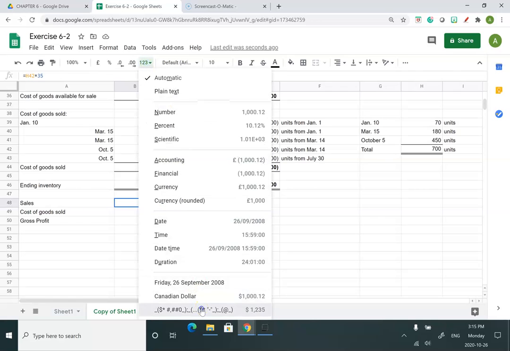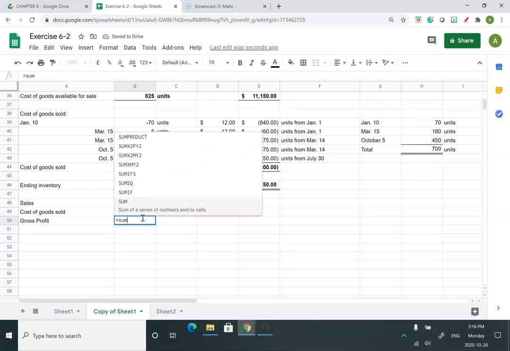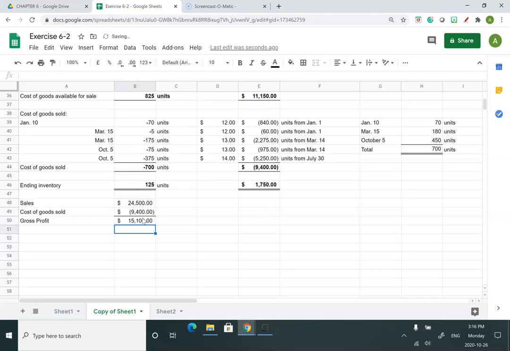Okay, and I'll want this to be a dollar amount. So I've got my sales. Now we can pick up our cost of goods sold. We already calculated that when we were in our inventory count. Now you can just total these together. So 24,500 minus 9,400 equals 15,100. And that's our gross profit.